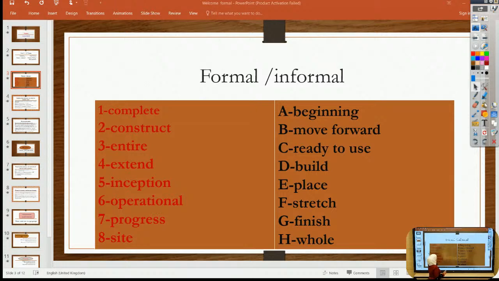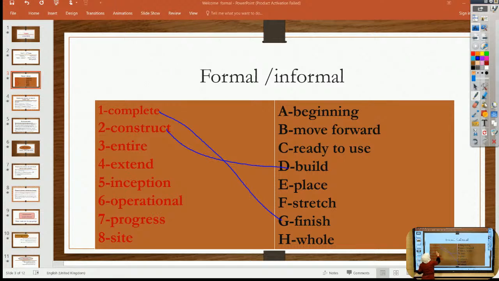Here we have the same meaning, okay? But this is formal, and here beginning, move forward, ready to use, build, place, stretch, finish, whole. These are informal. Now, I want to match formal with its meaning, but informal. Complete, what do we mean by complete? Complete here means finish. Construct, the same meaning with informal, build.